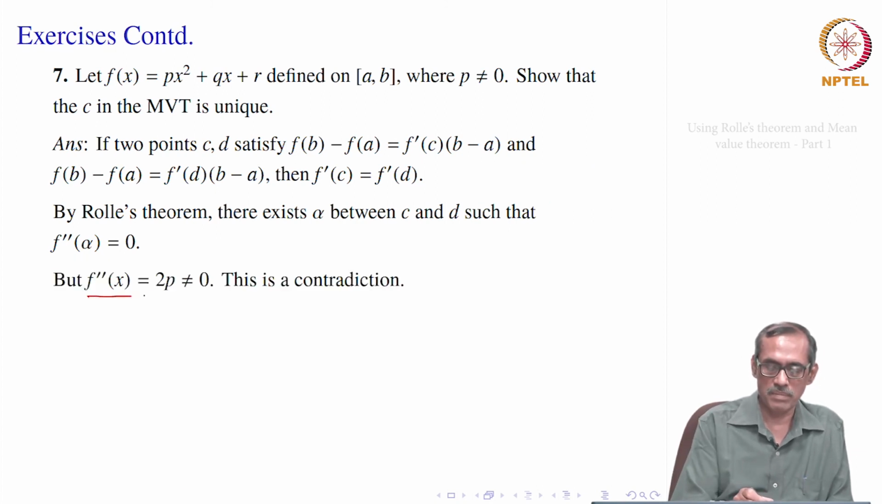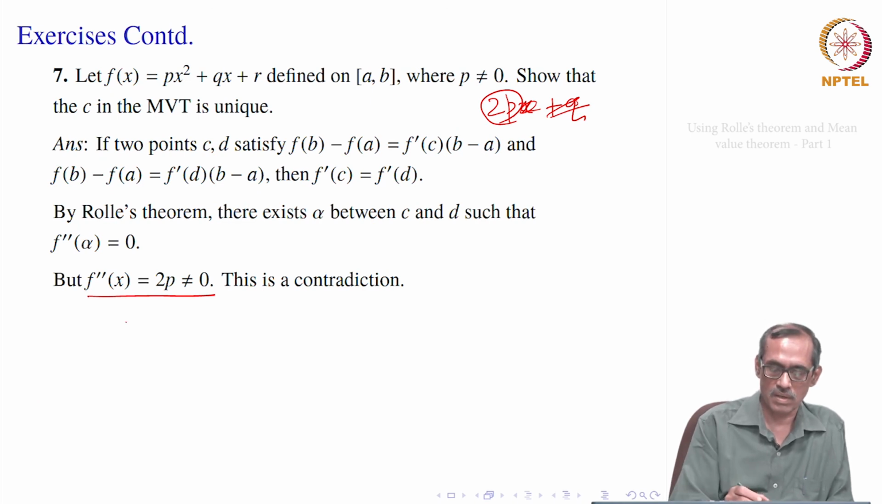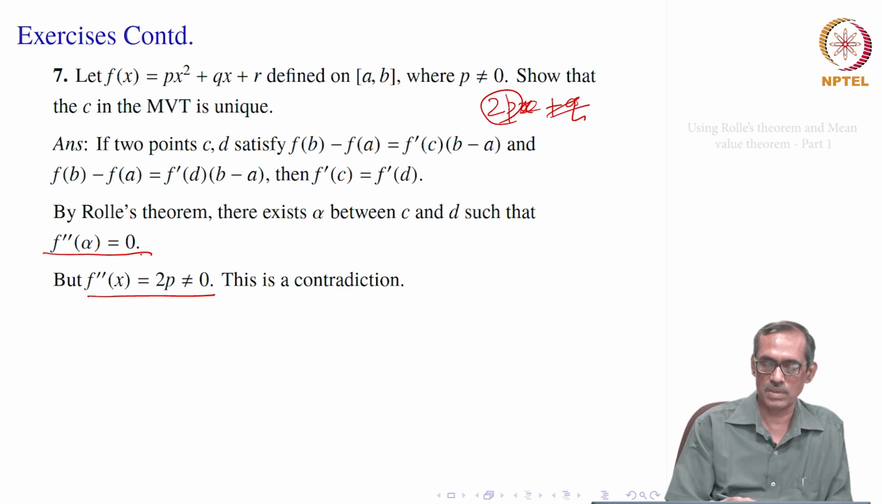But f double prime is equal to 2 p, right, it was 2 p x plus q. When you differentiate it again, it is a constant. So, that goes away and this x also goes, you get f double prime x equal to 2 p. Since p is not equal to 0, 2 p is not equal to 0. So, f double prime x is never equal to 0 inside the interval a b. So, it contradicts our conclusion that f double prime alpha equal to 0, which we obtained by Rolle's theorem.